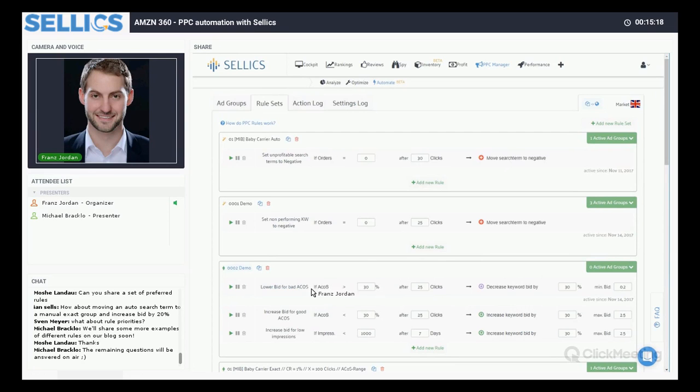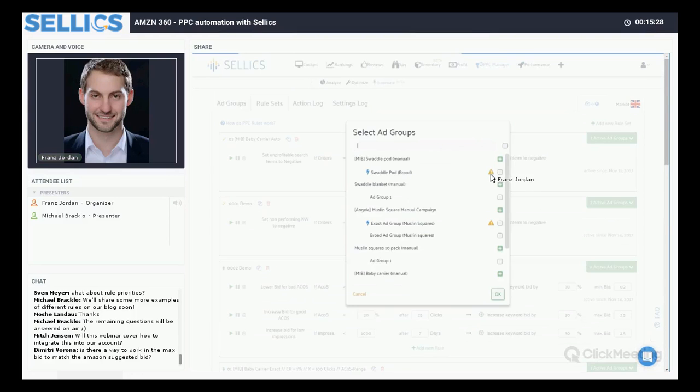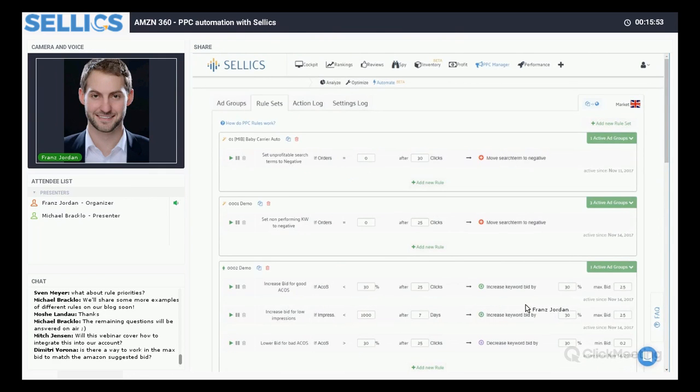Okay. And now again, I'd say this is a very comprehensive set of rules. So once the rules are all defined, we just choose the ad groups that we want to activate those rules for. You can see here there are already some rules applied to this ad group, so we're just going to pass along this ad group. But we want to activate it for another ad group. So again, we just select the ad group that we want to activate those rules for, click OK, and then those rules will be applied. Okay, so that's essentially how the rules work.